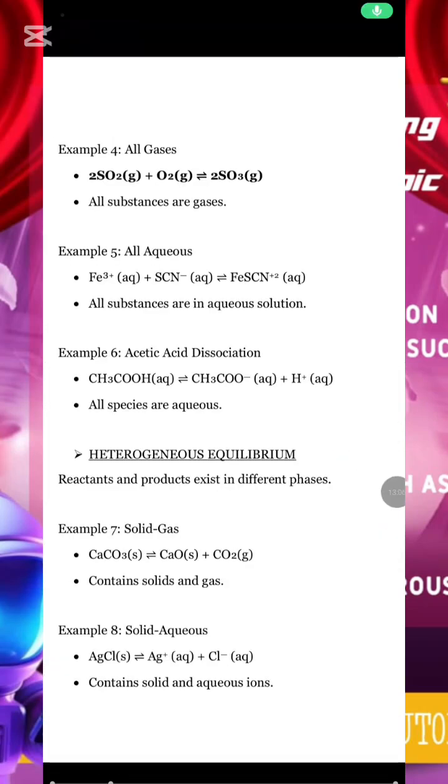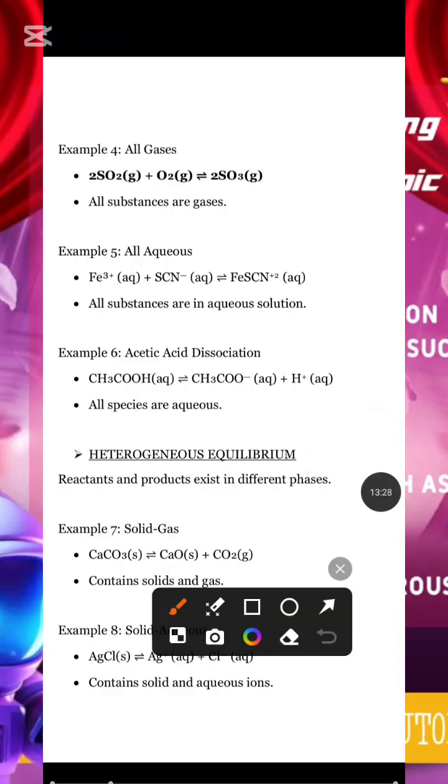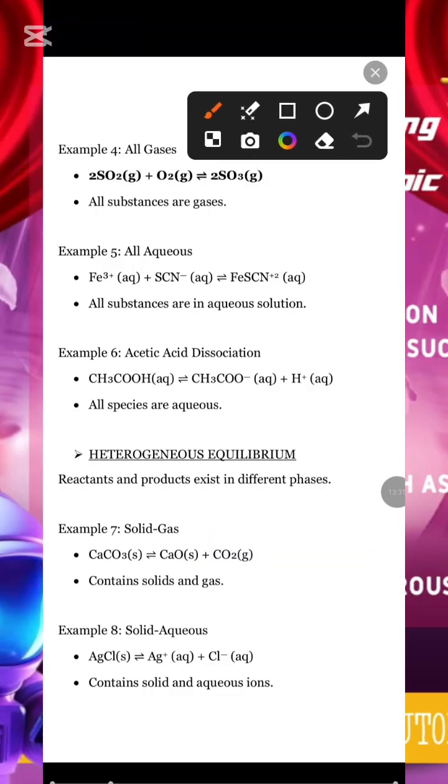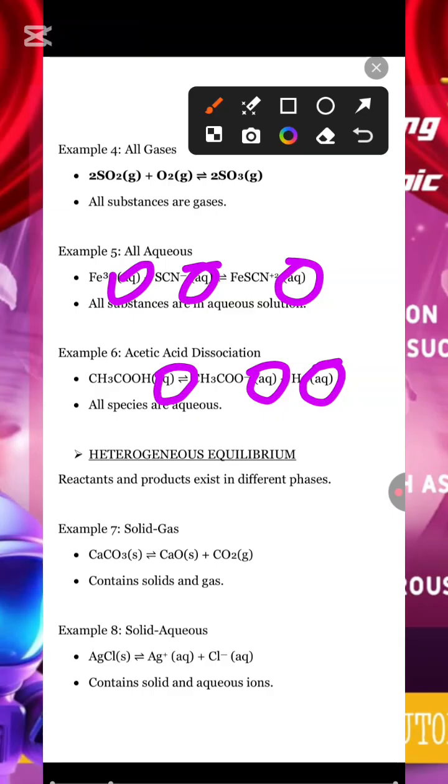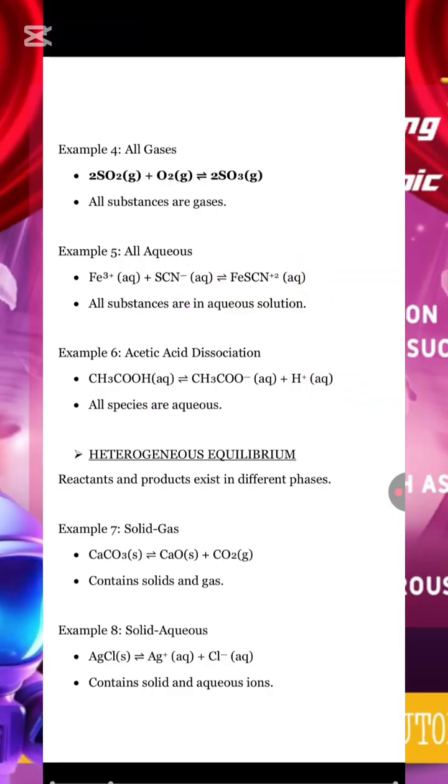Now, also take a look at example 5. You can tell that all the reactants and products are in the same phase, meaning they are all aqueous. Whenever you see that what's in the bracket is letter g, it means gas. If it is aq, it means aqueous, if it is s, it means solid, and if it is l, it means liquid. This is aqueous, aqueous, and aqueous. So they are all in the same phase, meaning this is homogeneous equilibrium.